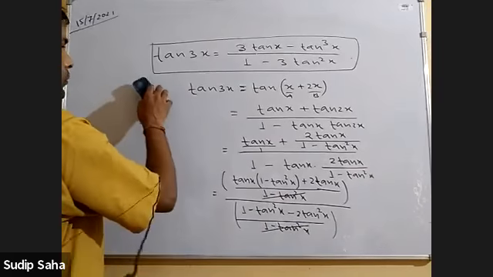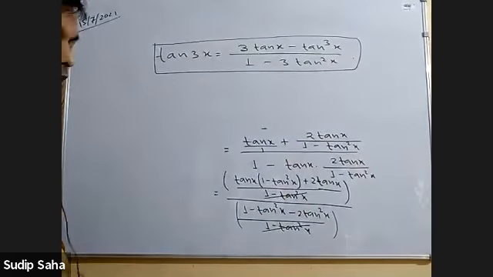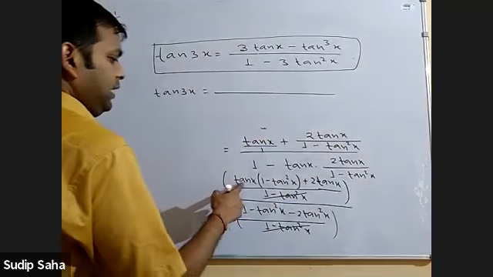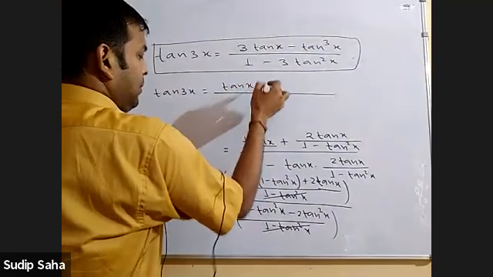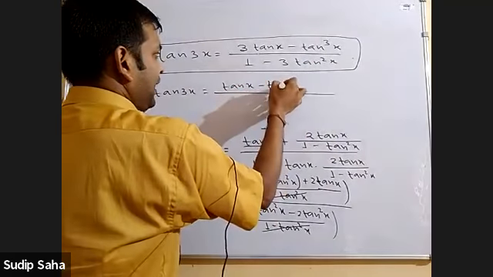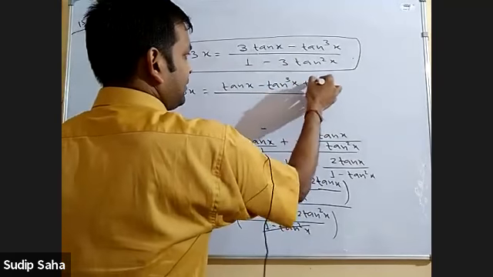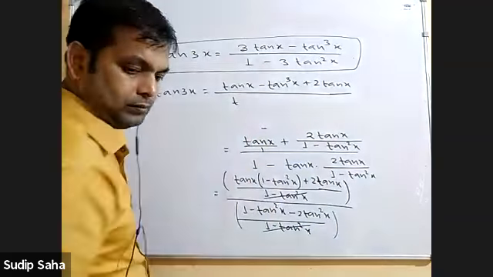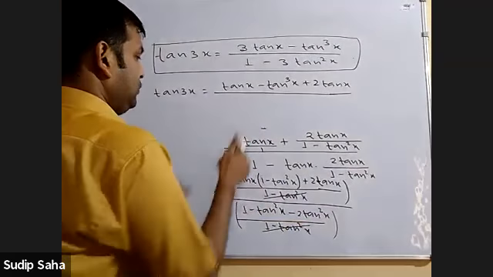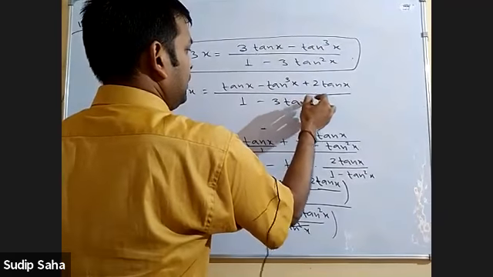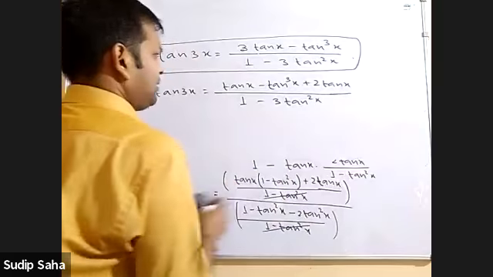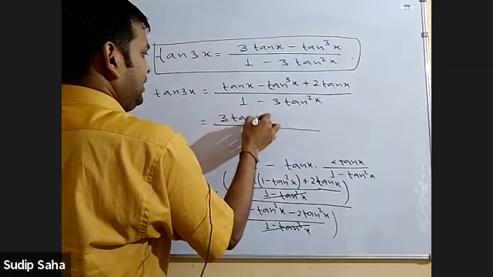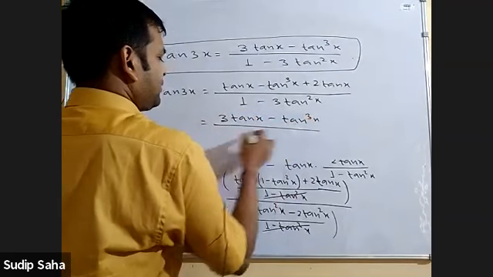So then you just simplify there. This side is tan 3x. In the numerator, tan x into 1, tan x minus tan x into tan square x is tan cube x. Then plus 2 tan x, divided by 1 minus tan square x. Tan x plus 2 tan x, like terms, 3 tan x minus tan cube x, over 1 minus 3 tan square x.